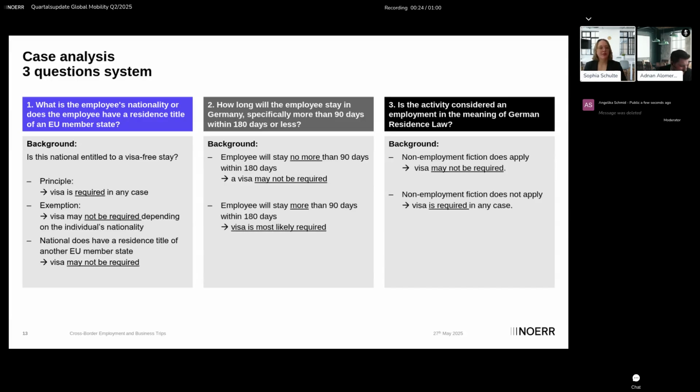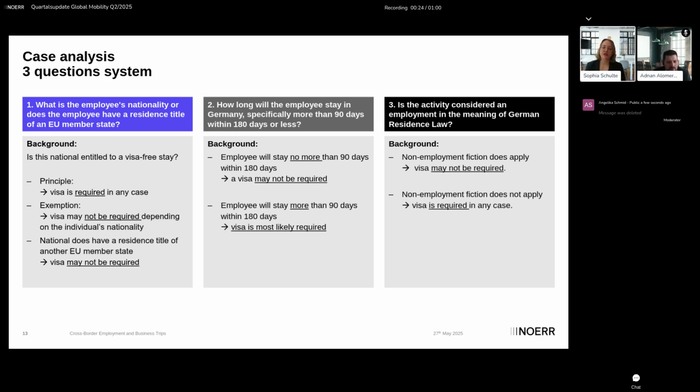Okay, so on the basis of what Adnan just mentioned in his part, we developed this three-question system to figure out in each case and to review if a foreign employee who is to come to Germany for a limited period of time needs a visa, and which type of visa. So the first question we always have to ask is, what is the nationality of the individual coming to Germany? And is this individual, based on their nationality, allowed to come to Germany or the Schengen area visa-free?